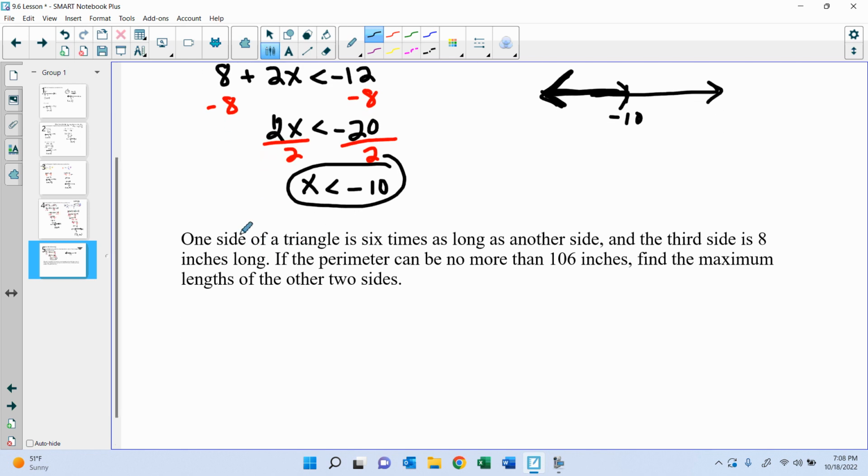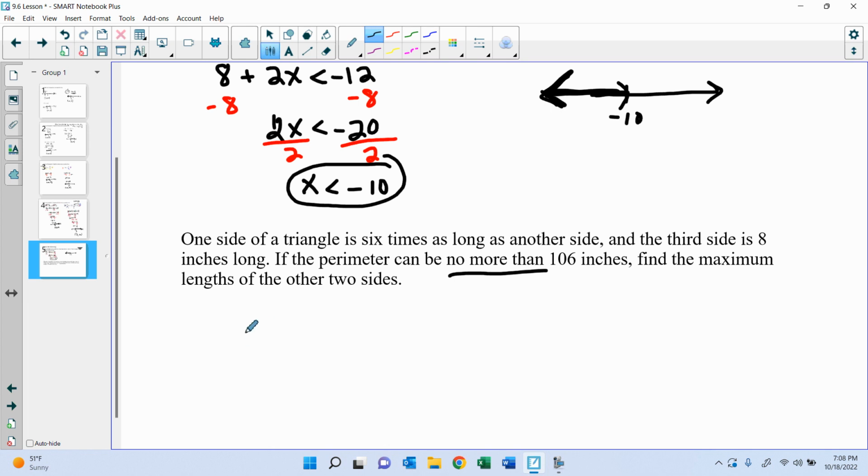So basically this says one side of a triangle is 6 times as long as another side and the third side is 8 inches long. If the perimeter can be no more than, that's what's different here, so this is an inequality, no more than 106 inches, find the maximum length of the other two sides.